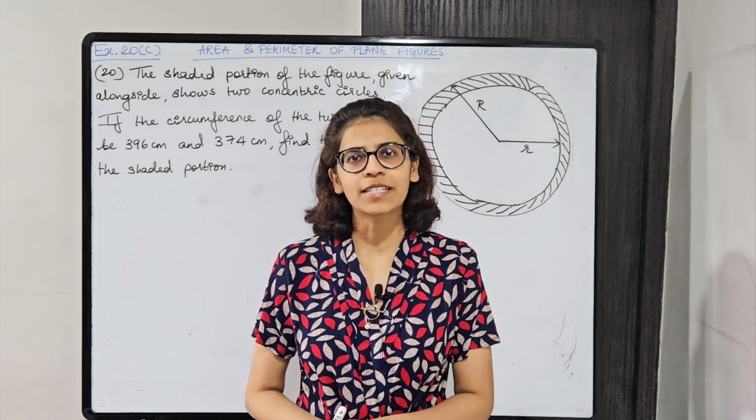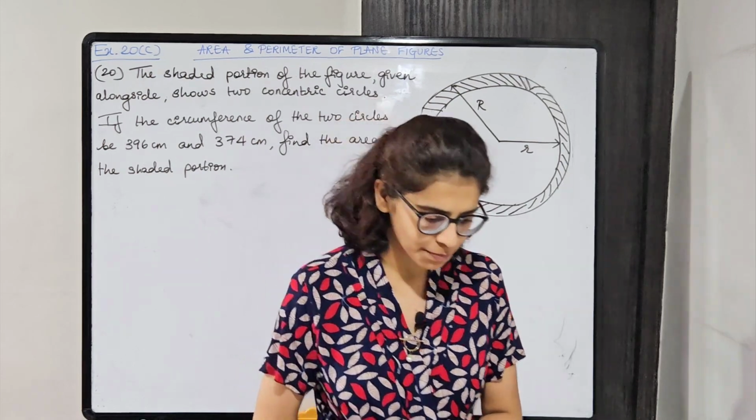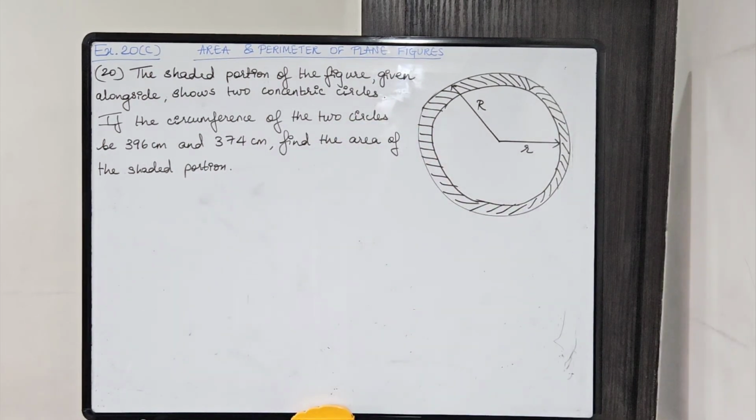Last question of the exercise, question number 20. The shaded portion of the figure given alongside shows two concentric circles. If the circumference of the two circles be 396 centimeter and 374 centimeter, find the area of the shaded portion.